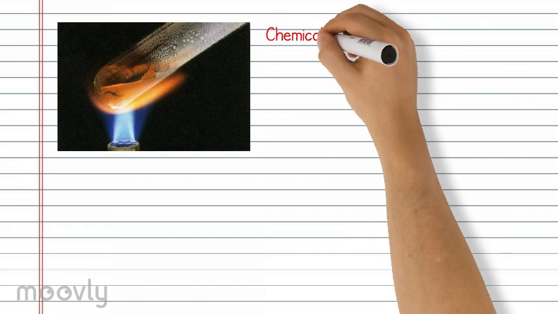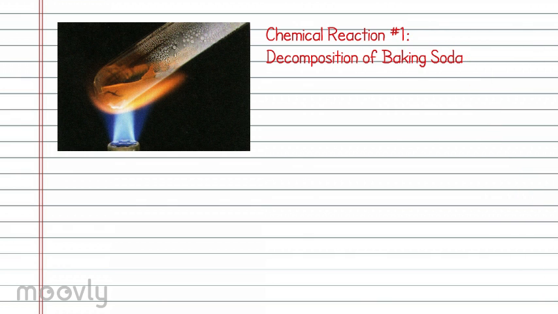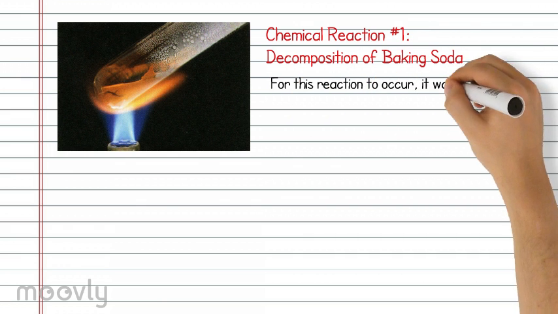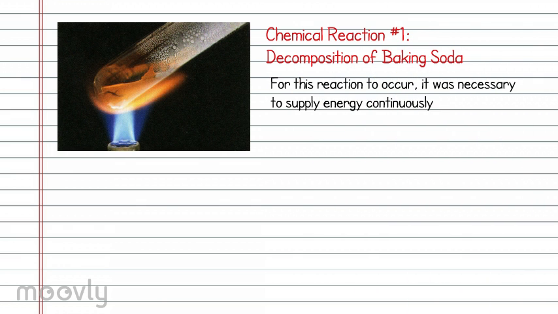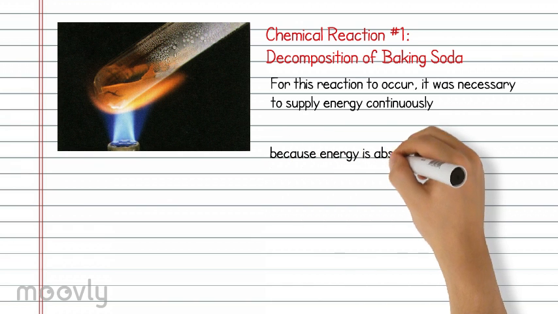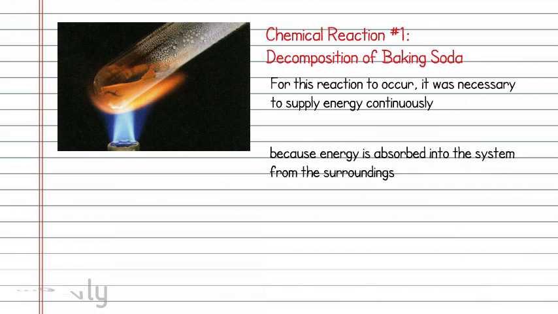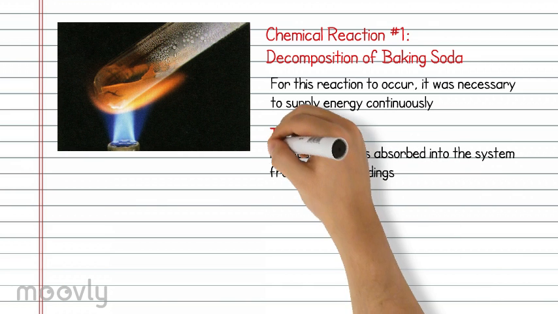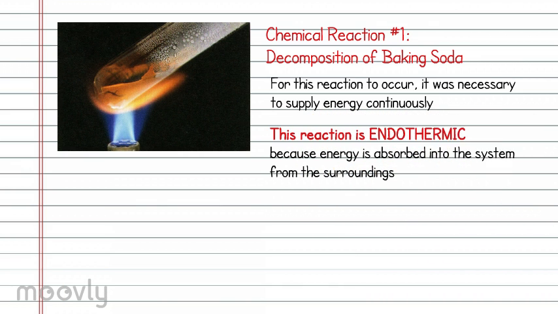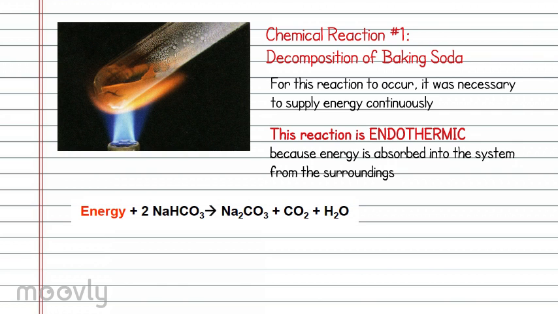Let's take a look at our first chemical reaction. This is the decomposition of baking soda. Recall in lab that for this reaction to occur, it was necessary to supply energy continuously. Because energy is being absorbed into the system from the surroundings, we call this an endothermic reaction. We can represent this symbolically with a balanced chemical equation where energy is a reactant since it was supplied to the reactants to start the reaction.